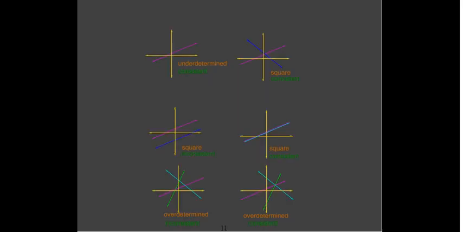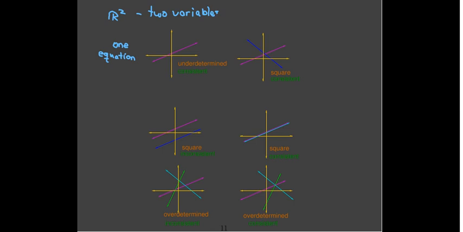So again, here, if I have only one equation in R2, so here we are in R2, only one equation, but always two variables, then I have more variables than equations, so it's underdetermined. But it's consistent in this case because any point on the line would be a solution.